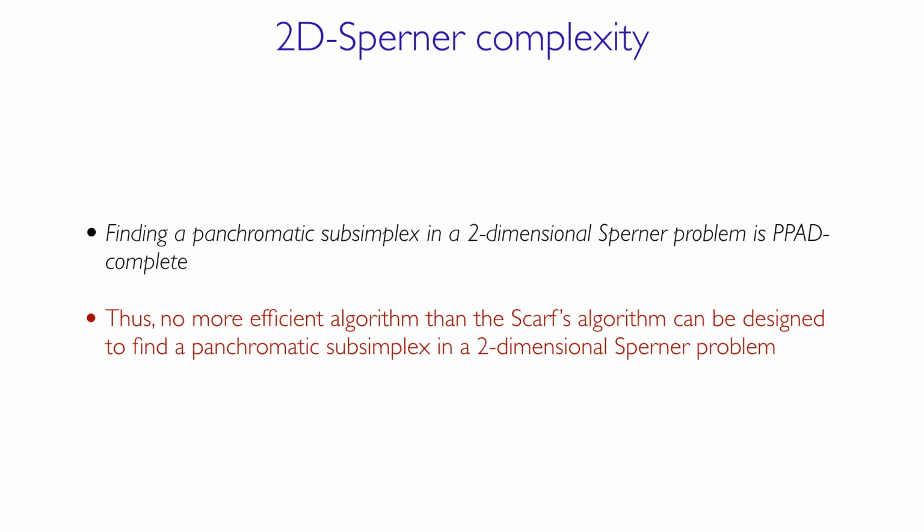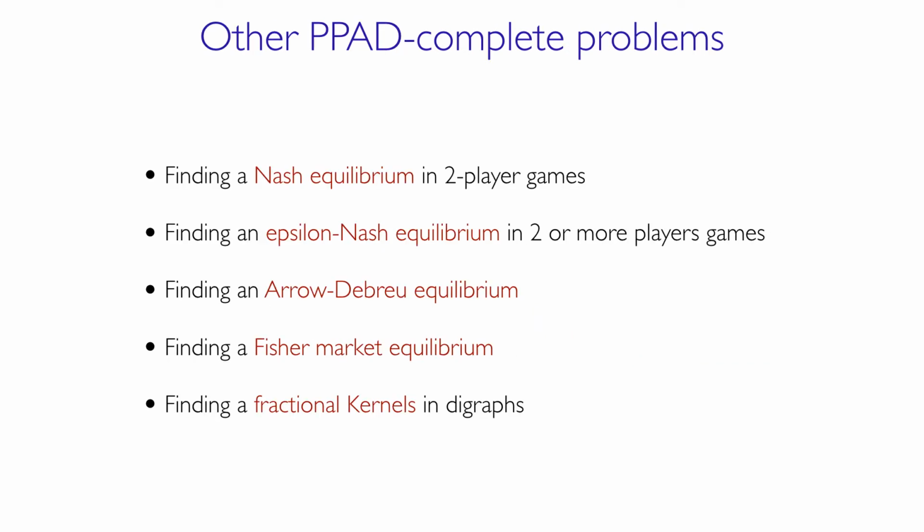Finding a panchromatic subsimplex in a two-dimensional Sperner problem is PPAD complete. So, in the worst-case analysis, the Scarf algorithm is the best algorithm to find a panchromatic subsimplex in a two-dimensional Sperner problem. Other search problems that are among the hardest of the PPAD class are finding a Nash equilibrium in two-player games, finding an epsilon Nash equilibrium in two or more player games, finding an Arrow-Debreu equilibrium, finding a Fisher market equilibrium, and finding a fractional kernel in digraphs.